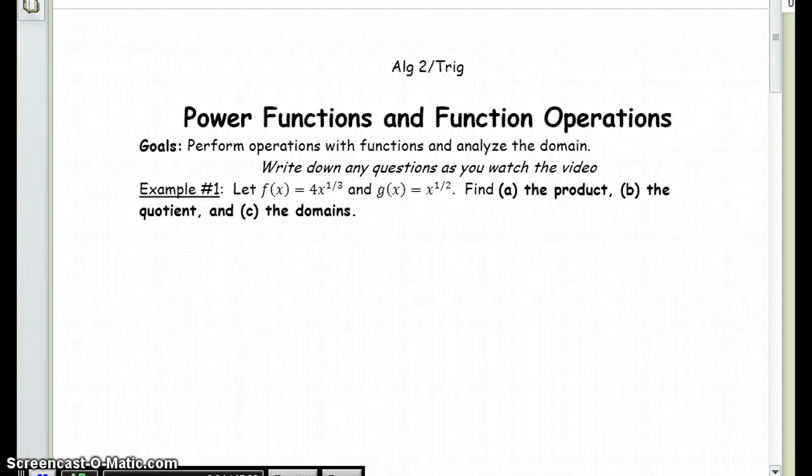Alright, today's video is on power functions and function operations. Our goal is to perform operations of functions and analyze the domain.